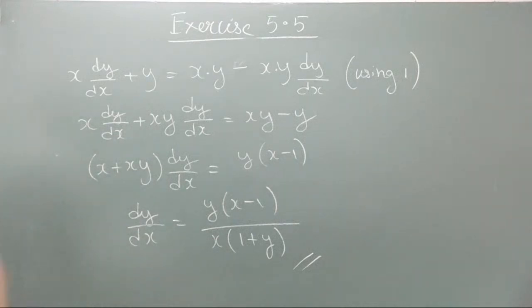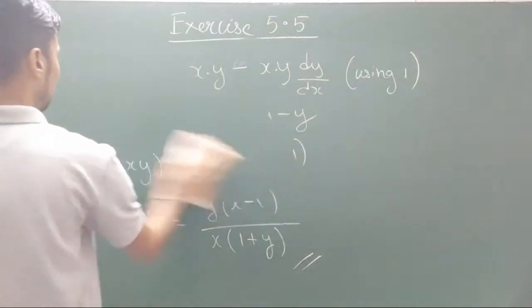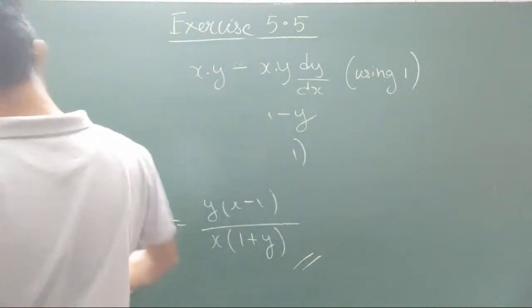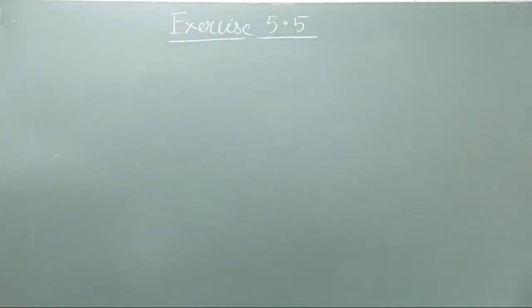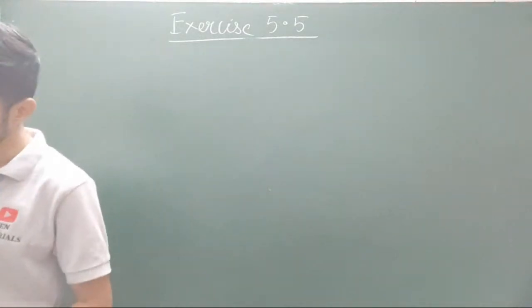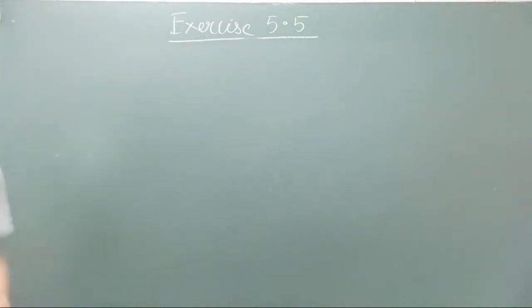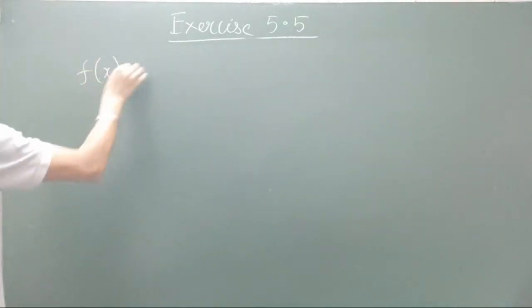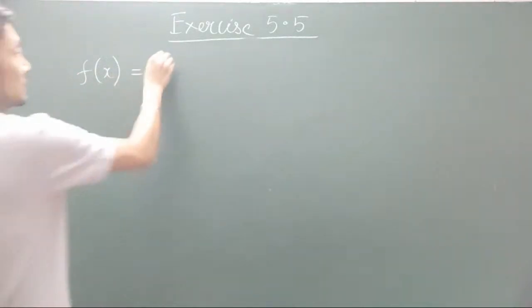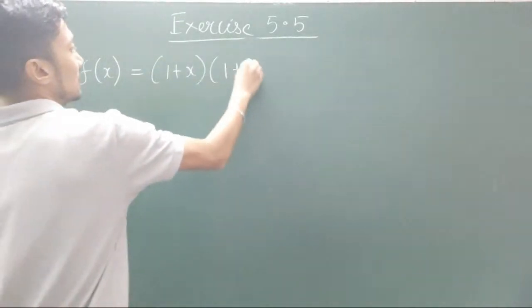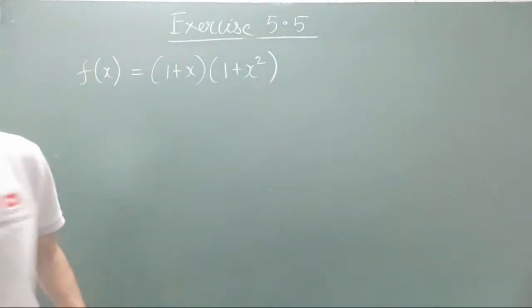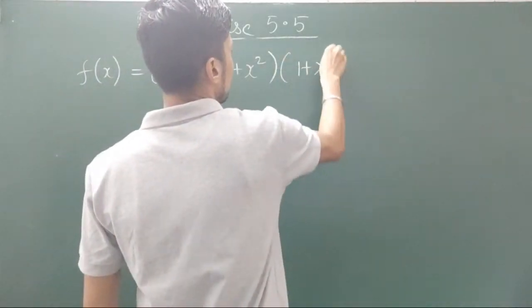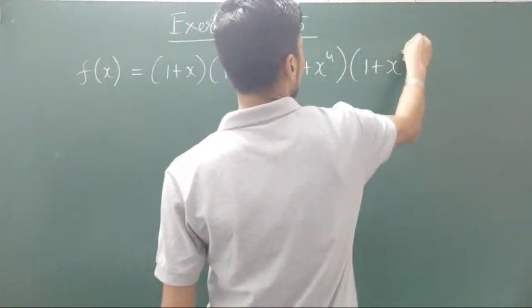All right then, so let's move on to the next question. That would be 16. So the question is find the derivative. I'm not going to write out the question. So find the derivative of the function given by, so the function that is given is (1 plus x)(1 plus x squared)(1 plus x power 4)(1 plus x power 8).